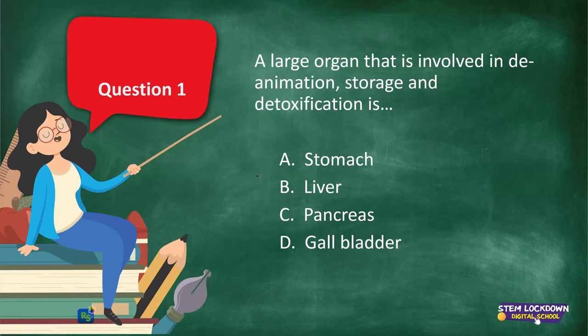Okay, and the correct answer is B. So the liver, it is the organ that is involved in deamination, storage, and detoxification. Remember, guys, that in the stomach, we only have the churning of food that is taking place. We have mechanical digestion and chemical digestion taking place. The pancreas is your organ which can have an exocrine function or endocrine function, and that releases pancreatic juices into your small intestine. The gallbladder stores bile, right? So our answer is B, the liver.